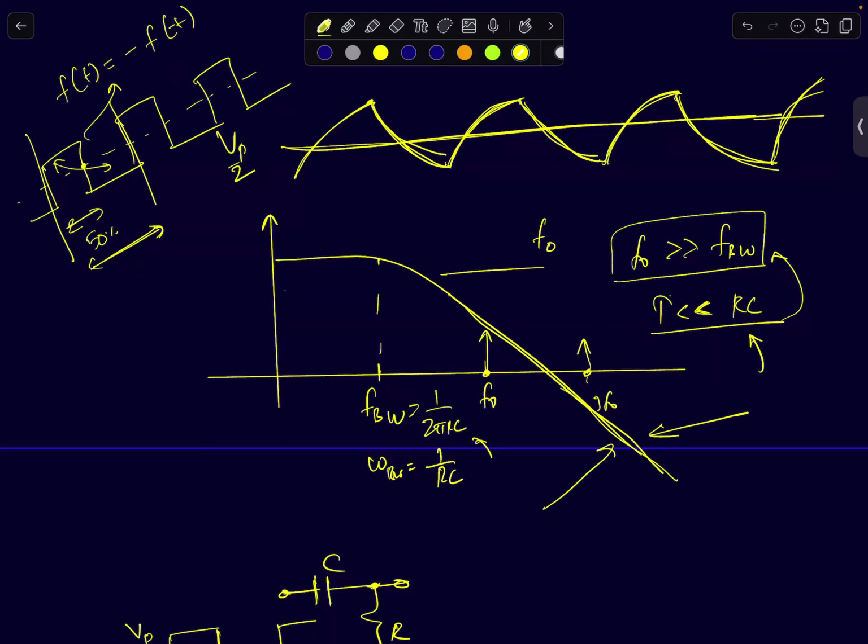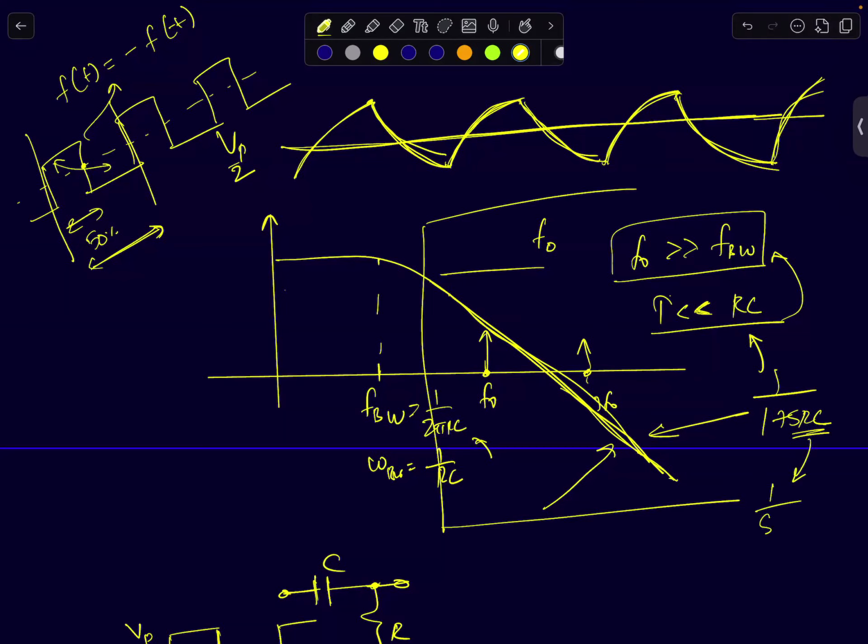After f bandwidth, if you just look at this transfer function from this point, you are looking at a graph which is falling off at the rate of 20 decibels per decade. So it is 1 by 1 plus SRC. If your frequency is much greater than 1 by RC, I can approximate this to 1 by SRC. So what does this remind you of in this region? An integrator, right? It reminds us of an integrator.